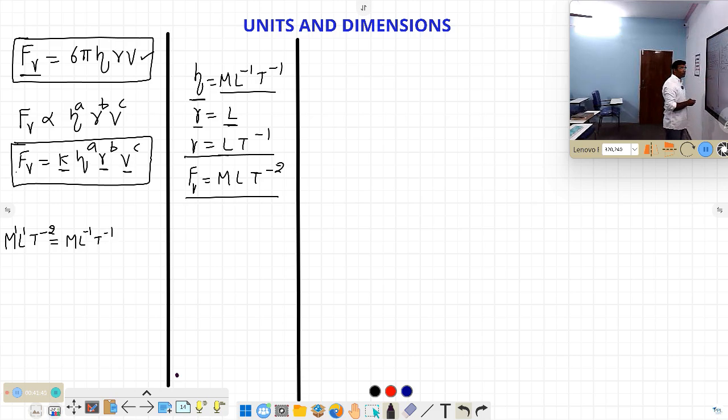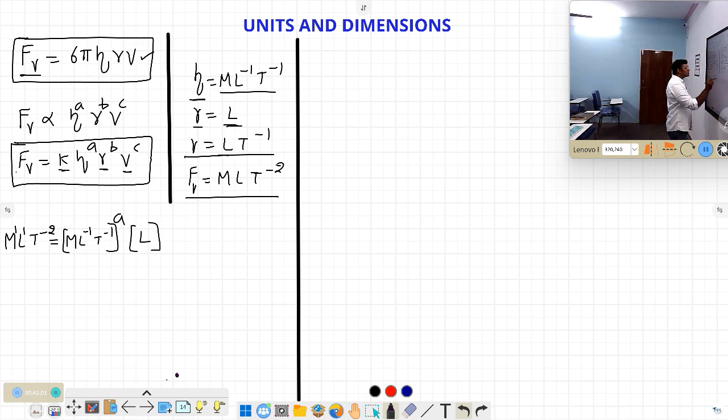We can write M L^-1 T^-1, and its power is raised by how much? That is A. Next one is R. What is R? Dimension is L. That L's power is raised by how much? That is B times. Next one is velocity. Velocity dimension is LT^-1. The power of this one is raised by how much? That is C times. Now compare the powers on the right side with the left side.